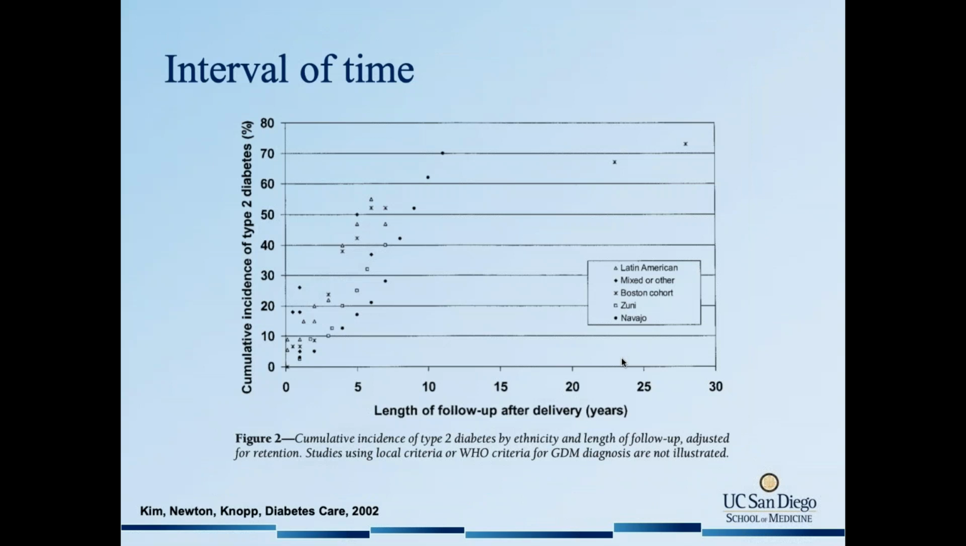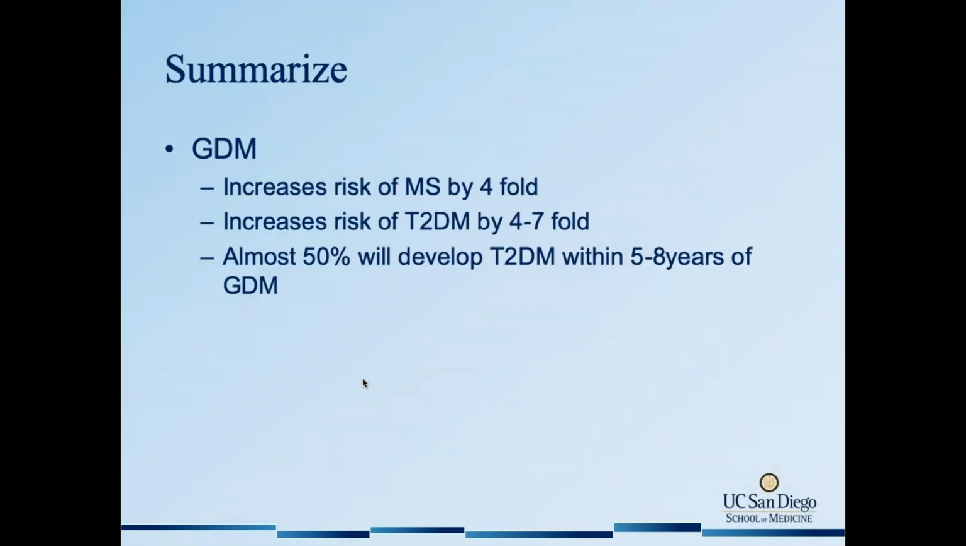So how long does it take to develop type 2 diabetes? This was looking at different ethnic groups, Latin American, women from Africa, Navajo population, and they looked at women and followed them to see when do they develop type 2 diabetes. And it seems that the highest risk time is within 10 years. And for Latinas in particular, it seems to be in the first 5 years after diagnosis of gestational diabetes or after delivery of their child.